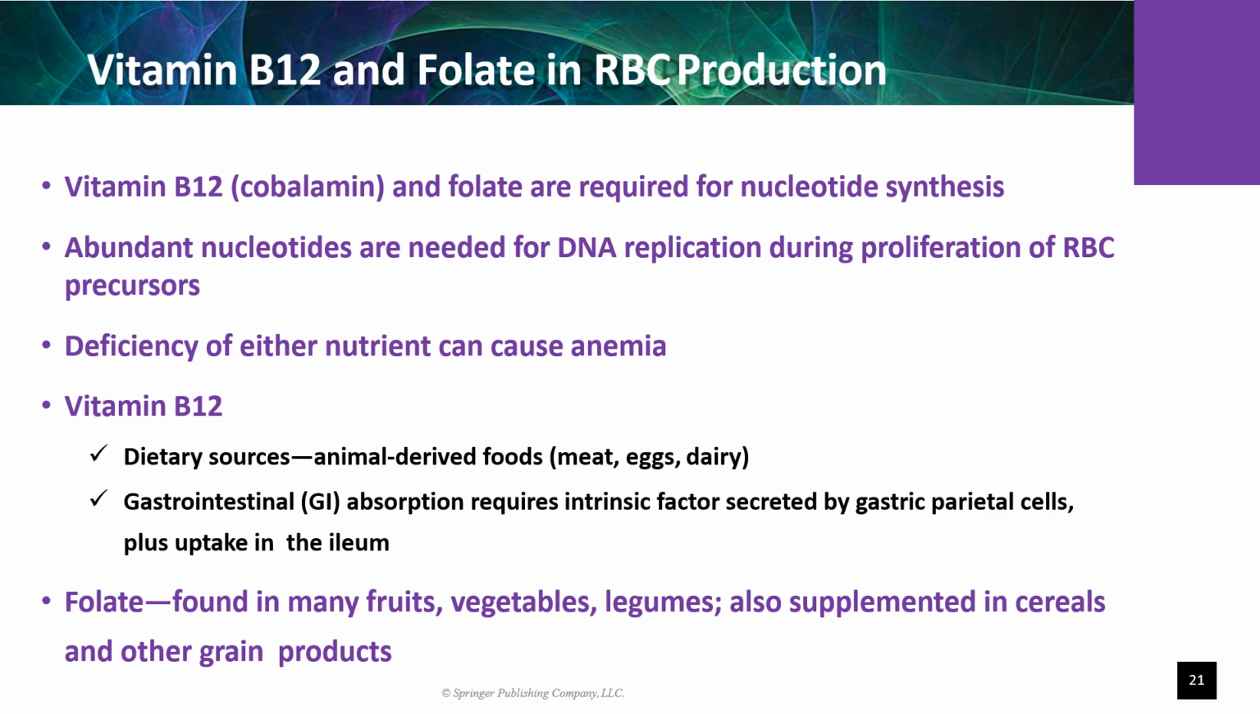The rapid proliferation of bone marrow RBC precursors requires a sufficient supply of vitamin B12 and folate. The dietary source of vitamin B12 is animal products, including meats, eggs, and dairy, and deficiency can be seen in people that are on vegetarian or vegan diets.